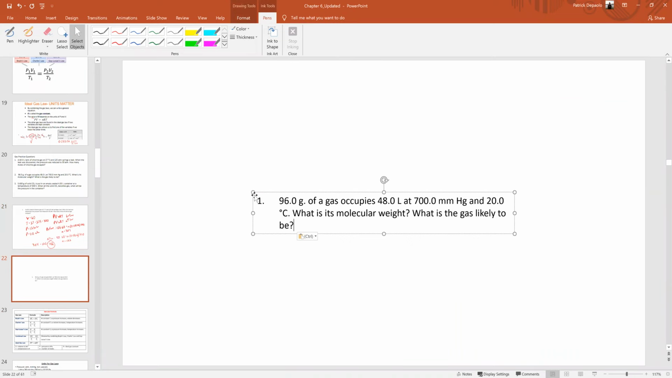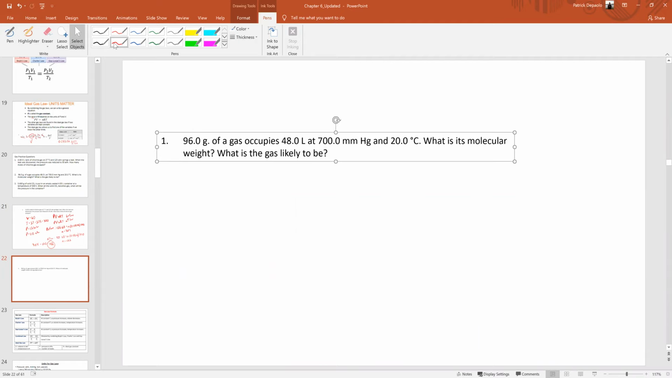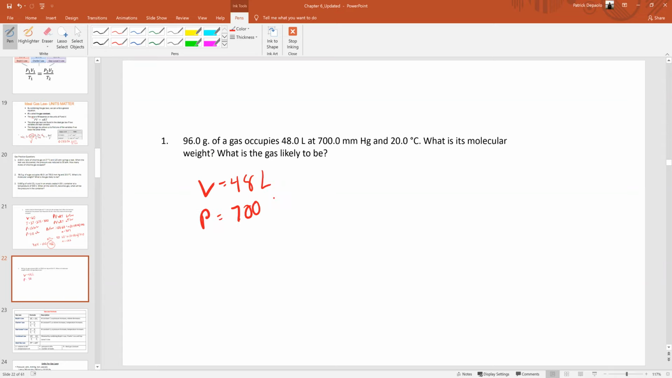The next one: we have a certain mass. We have 96 grams of a gas that occupies 48 liters. We know V is 48. The pressure is 700 mmHg. I'm going to convert this to atm, because when I see grams or molecular weight, I know I'm going to be using the ideal gas law, and then I need to be in atm. 700 divided by 760 is around 0.92.